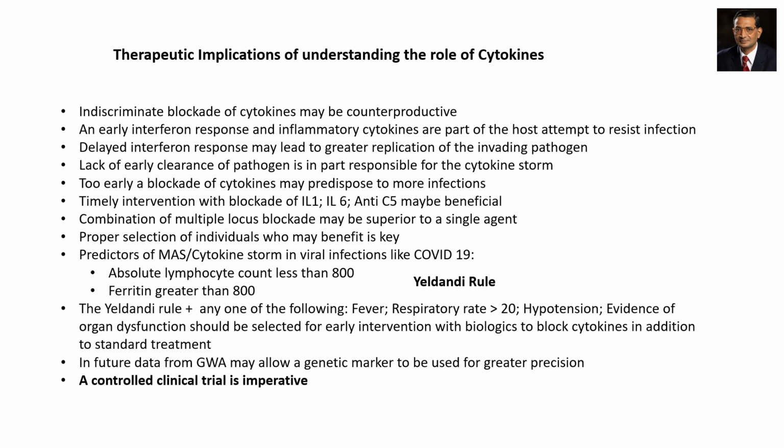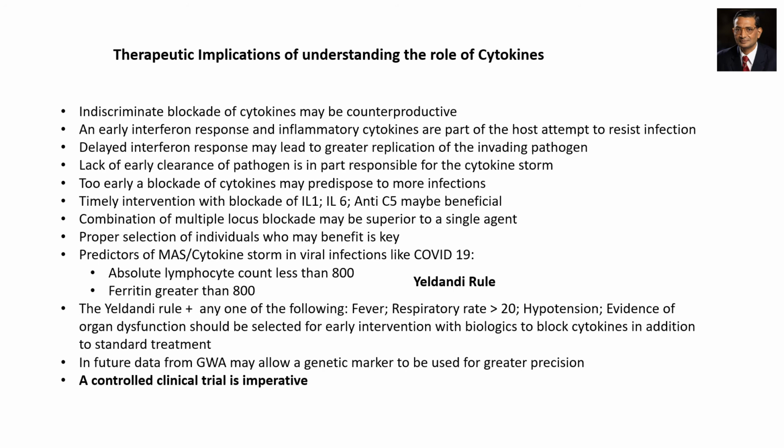We have seen that clearly in treating rheumatologic disorders with antibodies directed against TNF-alpha, antibodies directed against IL-1 and IL-6, because chronic usage of all of these agents leads to increased risk of opportunistic infections. Therefore, what is key is timely interventions with blockade of IL-1, IL-6, and possibly the complement system. It's also possible that we may need to block it at multiple different loci rather than only one locus. Proper selection of the individuals who might benefit is absolutely the key.